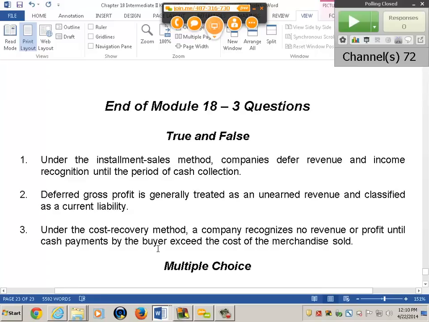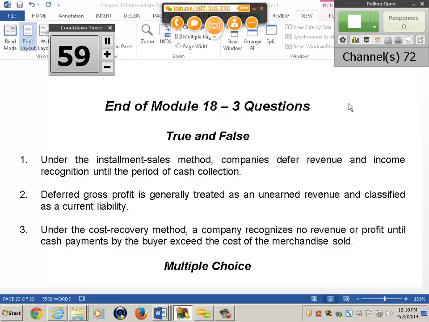So let's take some of these questions. Some of these are definitional, some of them I just want your opinion. So let's take the first one. Under the installment sales method, what I want to know is if companies defer revenue and profit until cash is collected. Okay. Now some of these are tricky, so I'm not grading these. They will go into the system somehow. I'll figure it out.